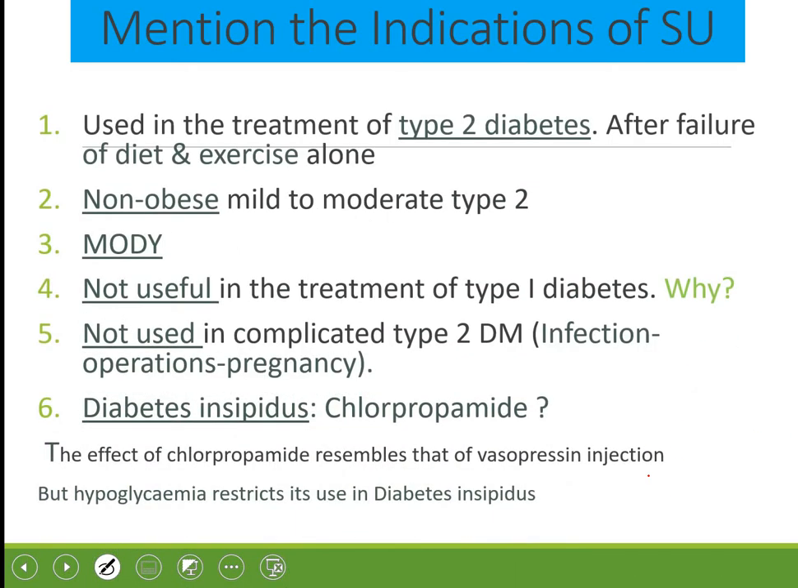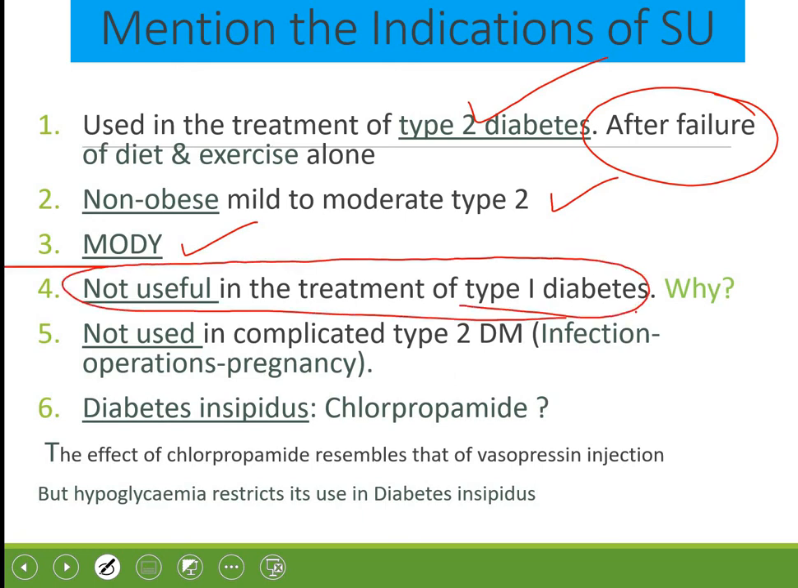Now, the next objective is to mention the indications of sulfonylureas. These are the indications: type 2 diabetes mellitus, when your patient is not responding to control by food and exercise, then you can take the support of drugs. In non-obese, mild to moderate type 2 diabetes mellitus patients, maturity onset diabetes mellitus patients. Not useful in the treatment of type 1 diabetes mellitus. Keep in mind, this is the contraindication. It is not used in this condition.